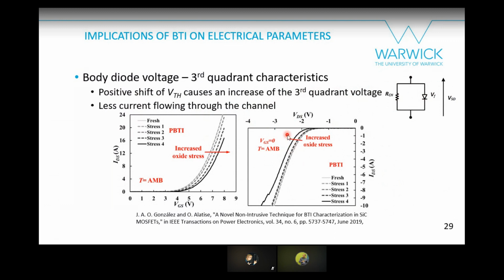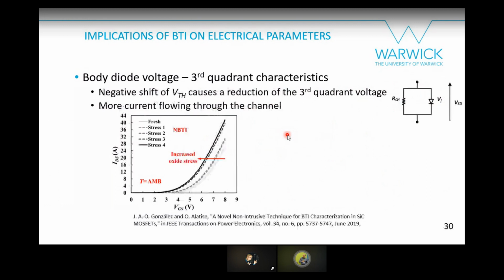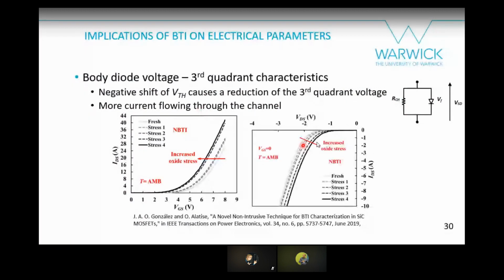So what happens in the case of negative stress? In the case of negative stress, you have a negative shift. That means that your channel is going to be easy to turn on, so you have more current flowing through the channel. Your third quadrant characteristics are going to shift to the right, so you're going to have a lower VSD voltage. This is just a matter of the current divider.